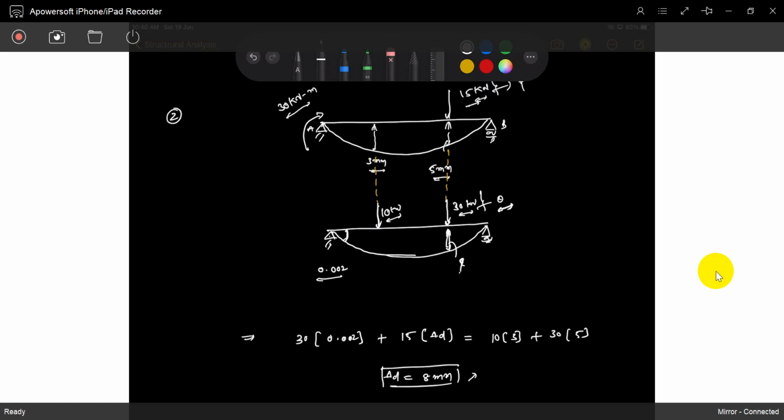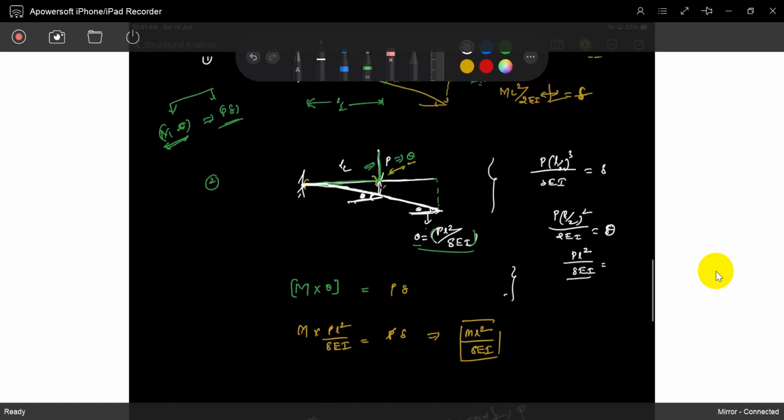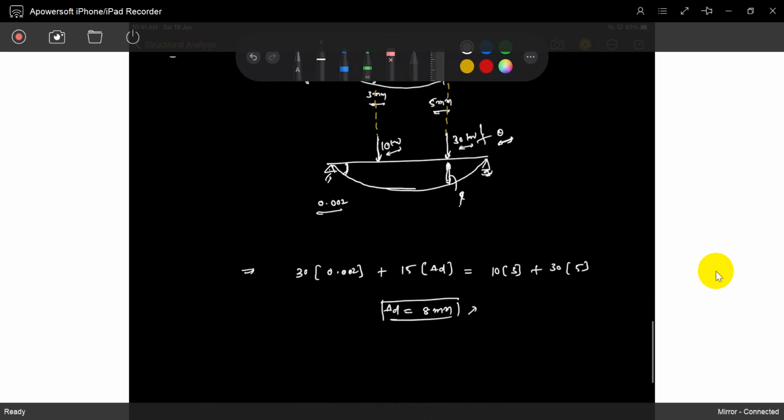Are understood? That's it. You can easily calculate the deformations, displacements, and rotations for a very simple example. You just want to know it at somewhere, and you can easily calculate it. Are understood? So that is the Maxwell reciprocal theorem, also called the Betti and Maxwell theorem.